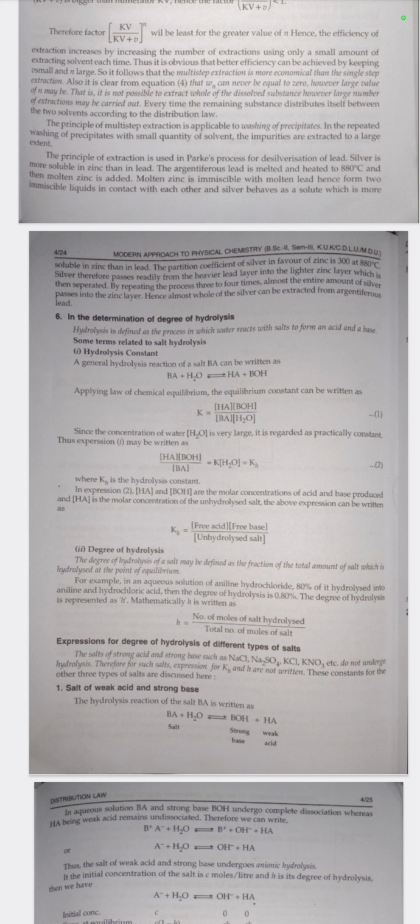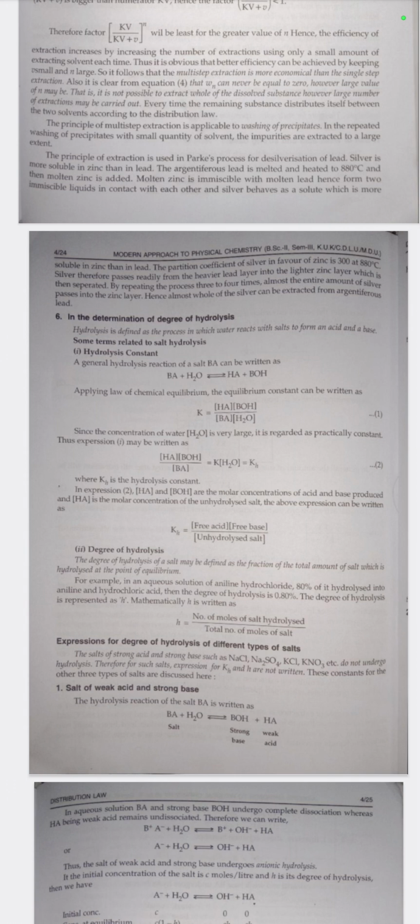Second is degree of hydrolysis. The degree of hydrolysis of a salt may be defined as the fraction of the total amount of salt which is hydrolyzed at the point of equilibrium. For example, in an aqueous solution of aniline hydrochloride, if 80% is hydrolyzed into aniline and hydrochloric acid, then the degree of hydrolysis is 0.80. The degree of hydrolysis is represented as small h. Mathematically, h is equal to number of moles of salt hydrolyzed divided by total number of moles of salt.